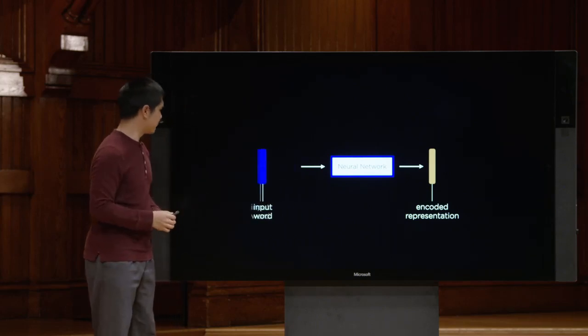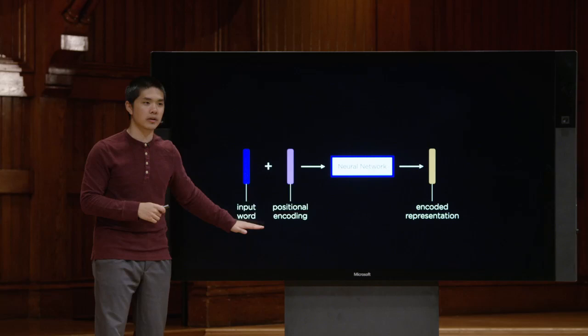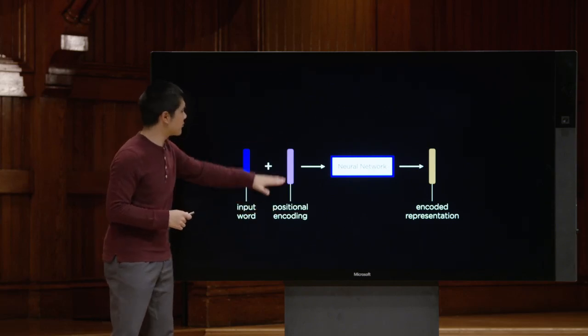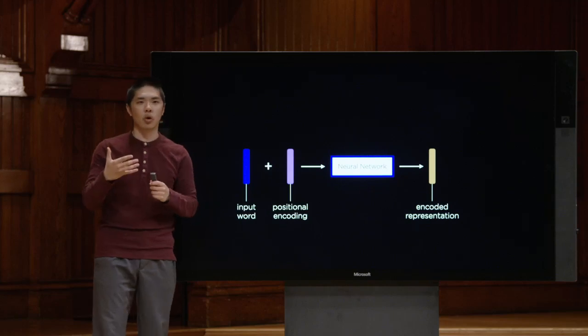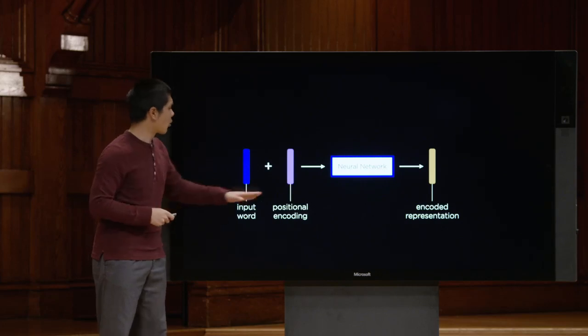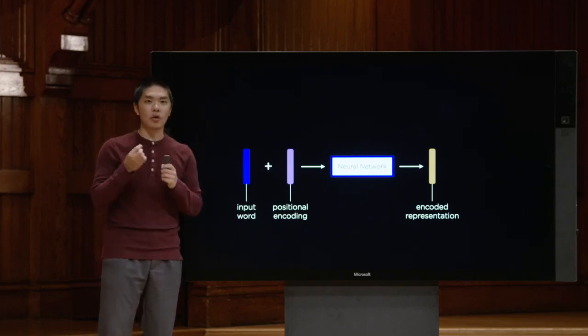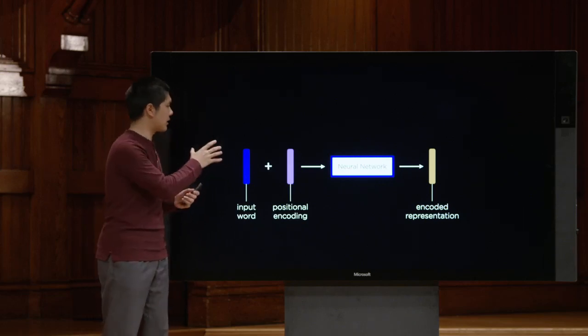One thing we can do is add some kind of positional encoding to the input word. The positional encoding is some vector that represents the position of the word in the sentence. This is the first word, the second word, the third word, and so forth. We're going to add that to the input word. And the result of that is going to be a vector that captures multiple pieces of information.